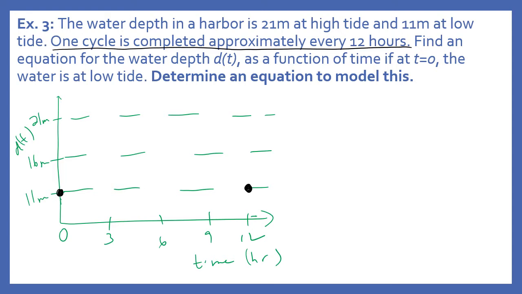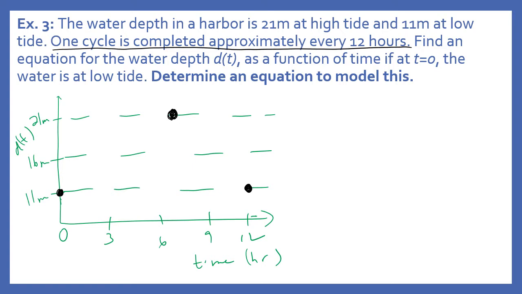How do we get the rest of our points? Well, if you have 2 minimums, or 2 maximums, due to the symmetrical nature of sinusoidal functions, halfway between 0 and 12 would be my max. My mins are at 0 and 12. My max would be halfway, which would be at 6. So at 6 hours, I'm at my high tide.